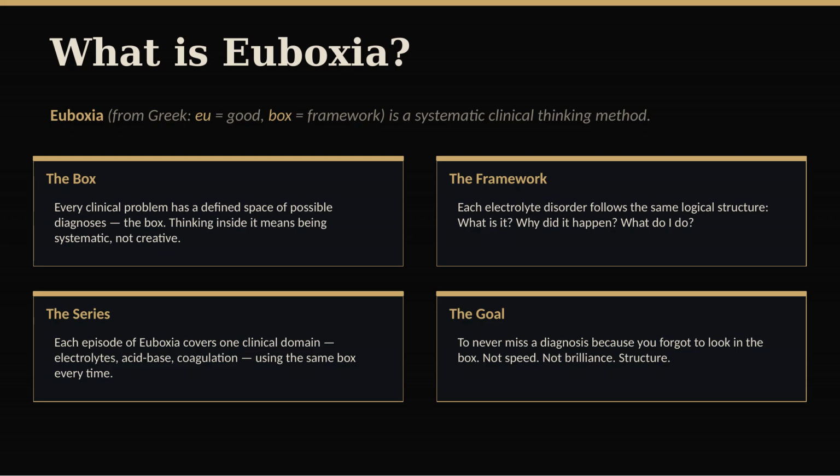Every clinical problem has a defined space of possible answers. That's the box. Thinking inside, it means being systematic, not creative. Each disorder we cover follows the same 3 questions. What is it? Why did it happen? And what do I do? Same structure. Every time. Electrolytes today, then acid base, then coagulation in later episodes. The goal isn't speed, and it isn't being the smartest person in the room. It's structure. Because structure is what's still working when you're exhausted and brilliance has left the building.